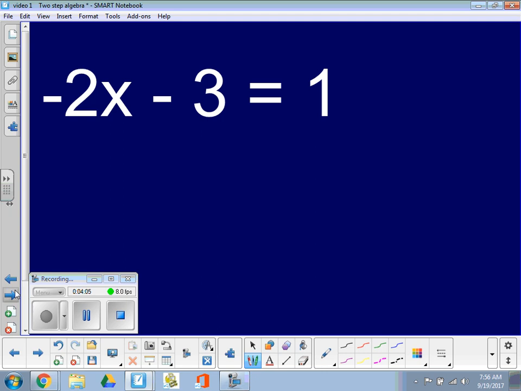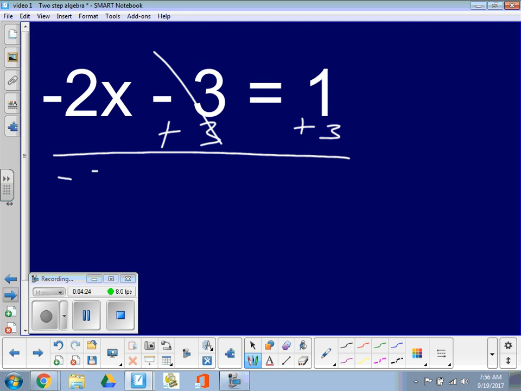The next one, I have negative 2x minus 3 is equal to 1. Well, the first step is to undo the addition or subtraction. Minus 3, well, if it's 3 below and I want to get back up to 0 degrees, I'm going to add 3. If I do it to one side, I do it to the other side to keep it balanced. Minus 3 plus 3 cancel. Negative 2x is equal to 4.